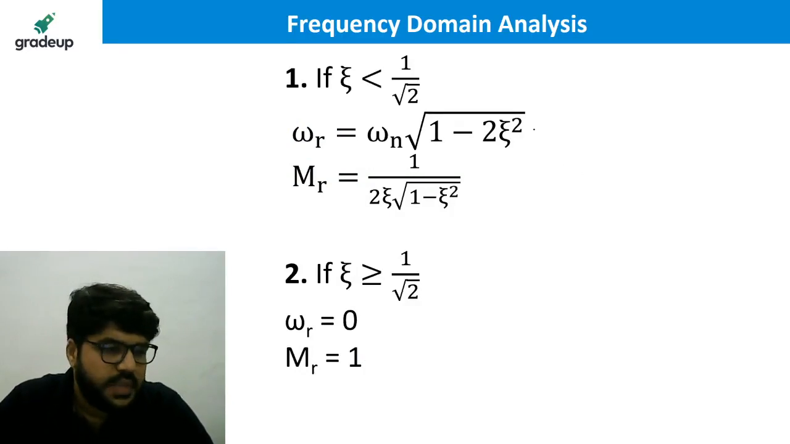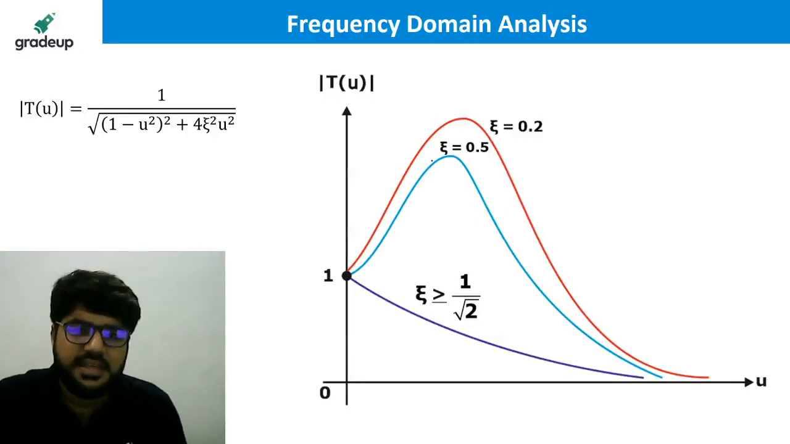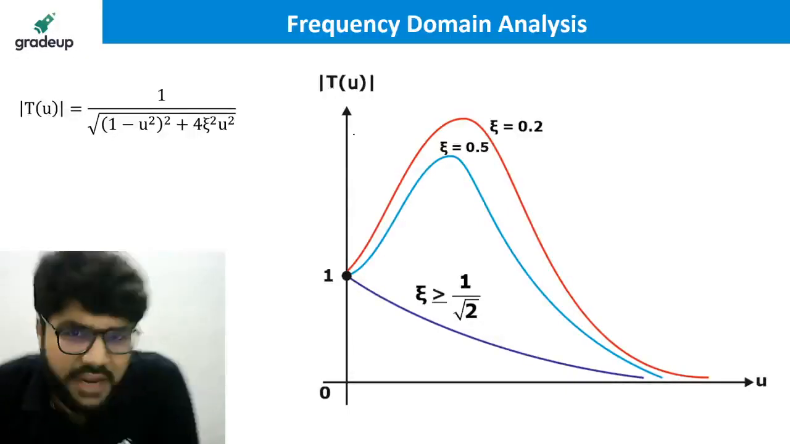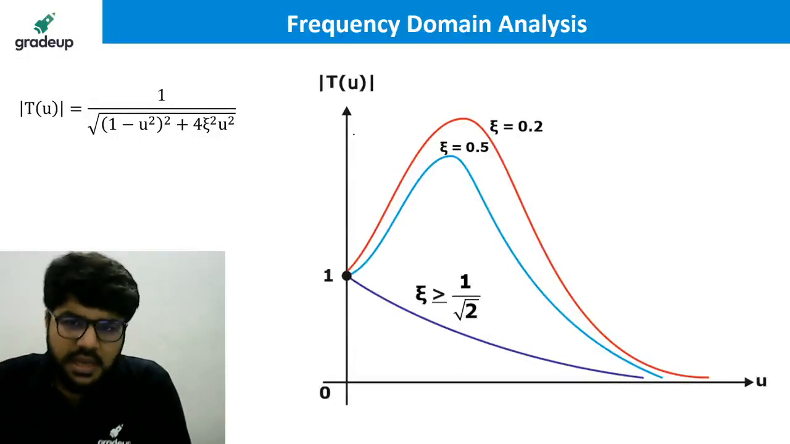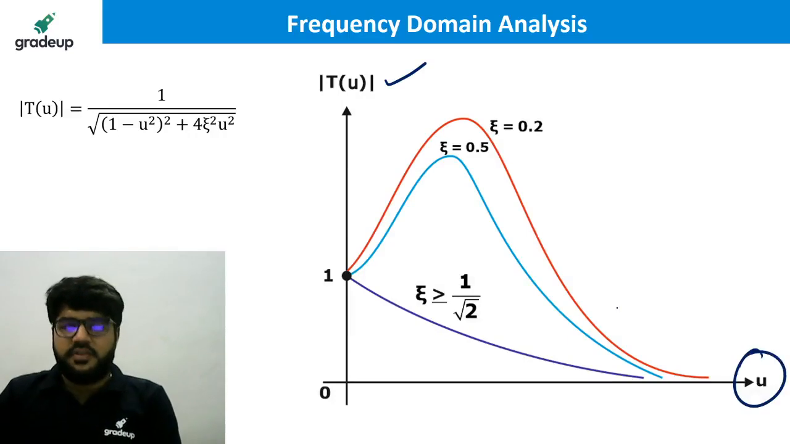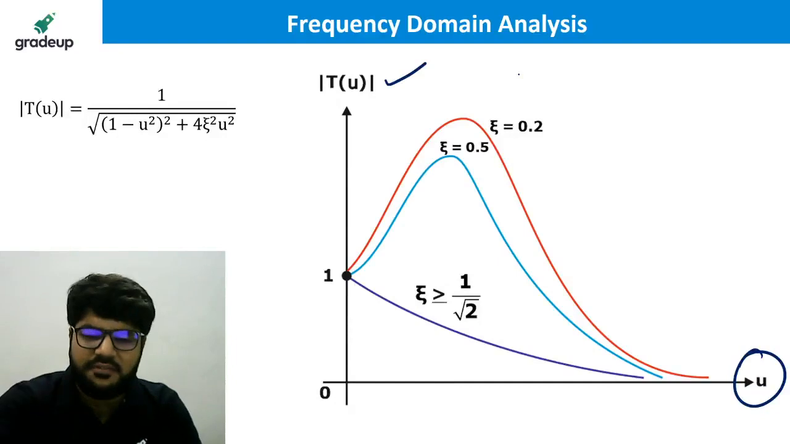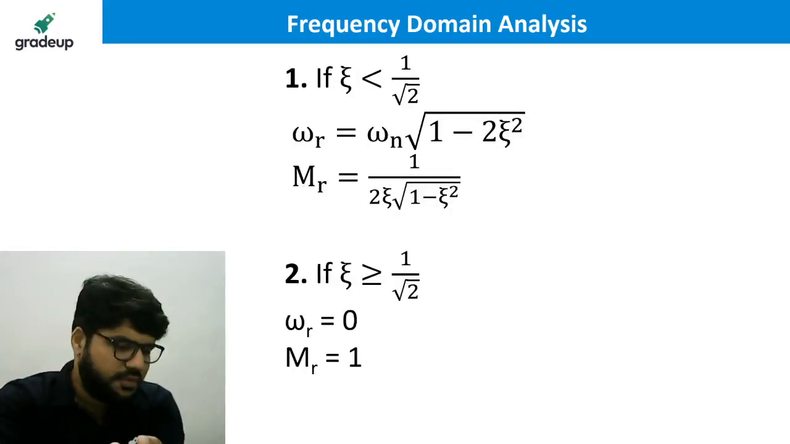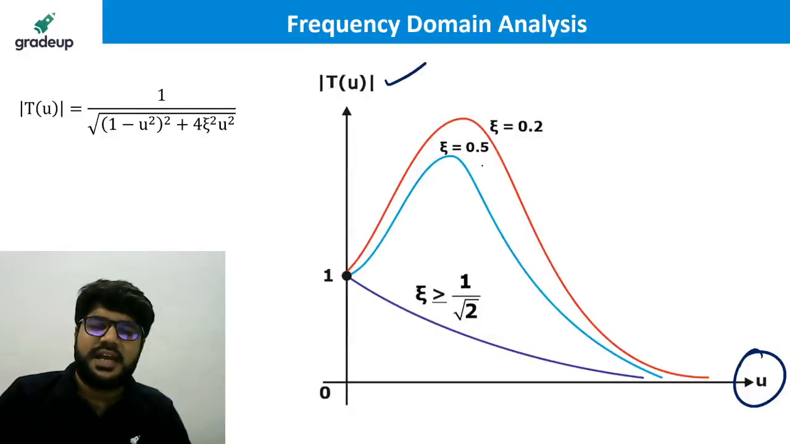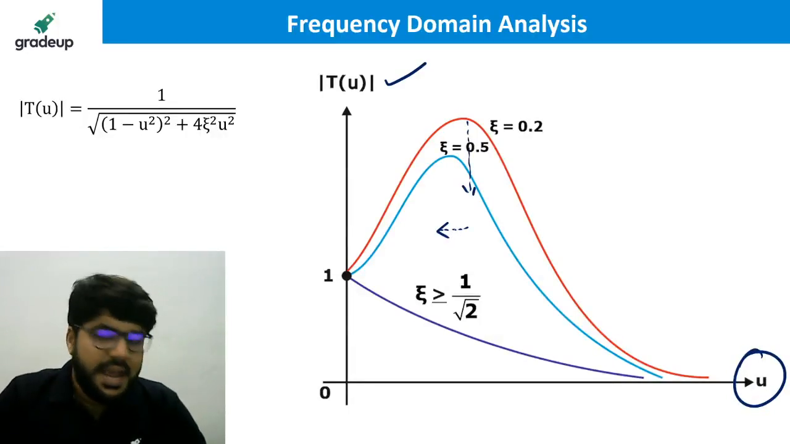Now, these are some of the variations that I need to show. I have a proper MATLAB graph also. Look at this first: mod of T(u) as a function of u. As the value of zeta increases, we can prove from the function also, the value of the resonant peak will decrease, and also the value of omega r will shift left, that is, omega r also decreases.